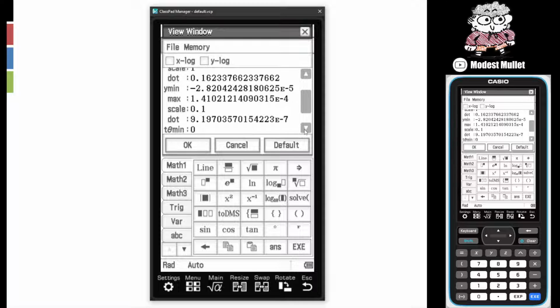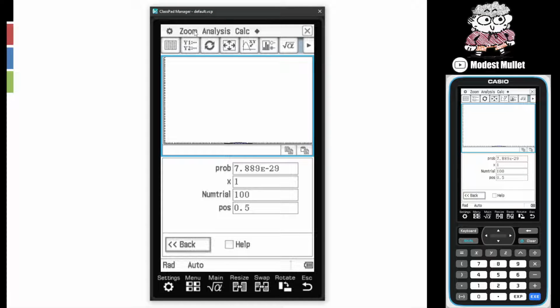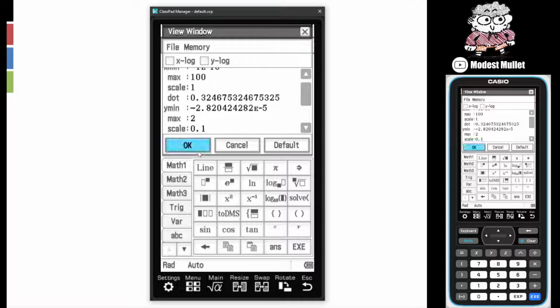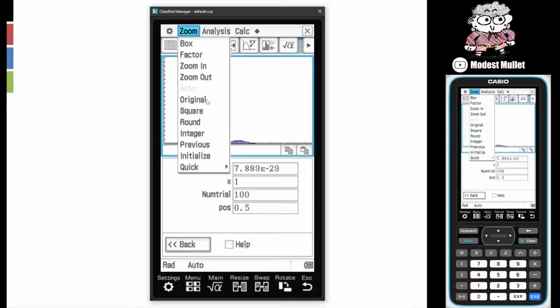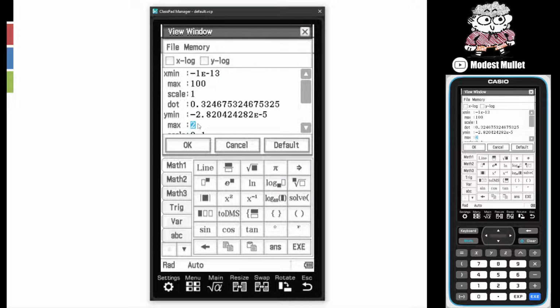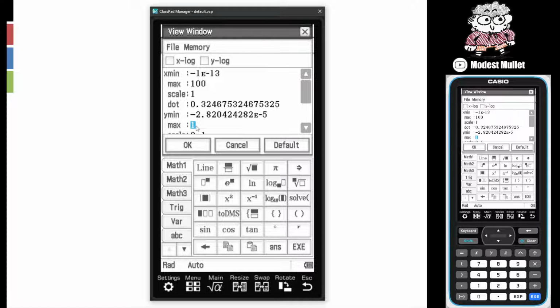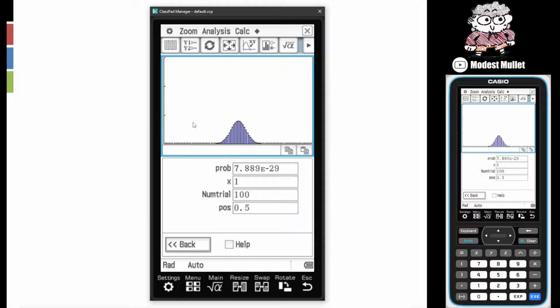Oh, I mean, Y max. I need to set that to, let's just go 5 for now. That's too far. But you get the idea. If I zoom in, and I'm wasting a bit of time here, okay, we can see that there is that normal distribution there. There we go, that's better.